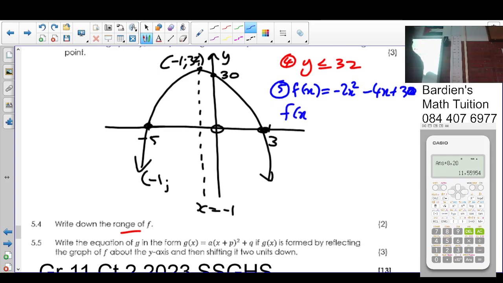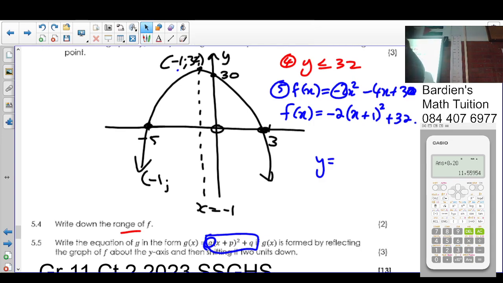So in completing the square form, we know that a is -2, so it's -2 into... Remember, we got y is equal... This is the standard form, no? We know a is -2. However, the x is -1, so it's going to be (x + 1) squared plus q, which is 32 in this case. So that is f of x.